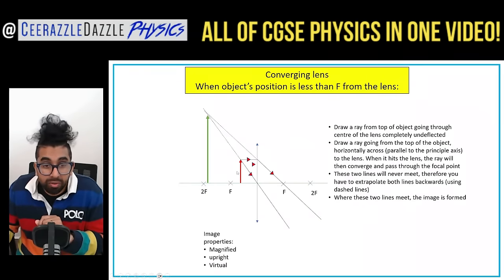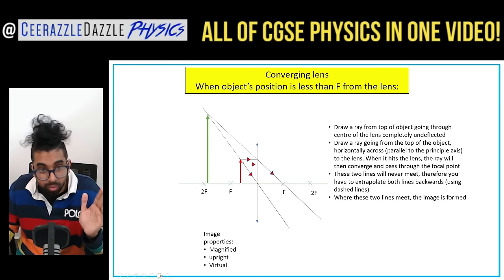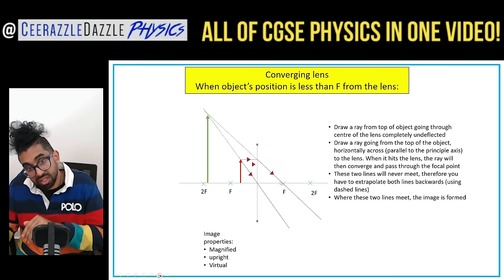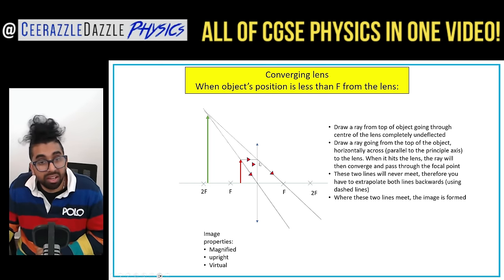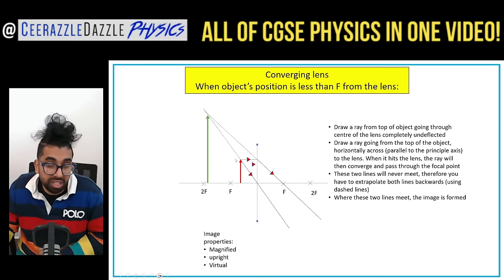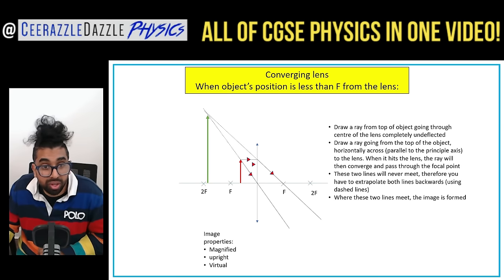Next, if I was to move the object in between the focal point and the lens over here and do the same thing again, one ray of light from the top of the object through the center of the lens, one ray of light horizontally across through the focal point over here, hopefully you can see these two rays of light will not meet. I can extrapolate them both backwards and they will meet at this point at the top over here. So now look, the image is formed on the same side of the lens. Right now, it is magnified, it's upright and it's virtual. It is a virtual image because it is not producing real rays of light and we have extrapolated these lines backwards, both of these two over here.